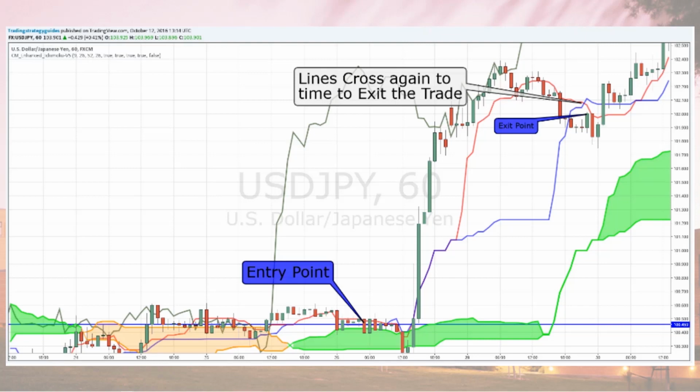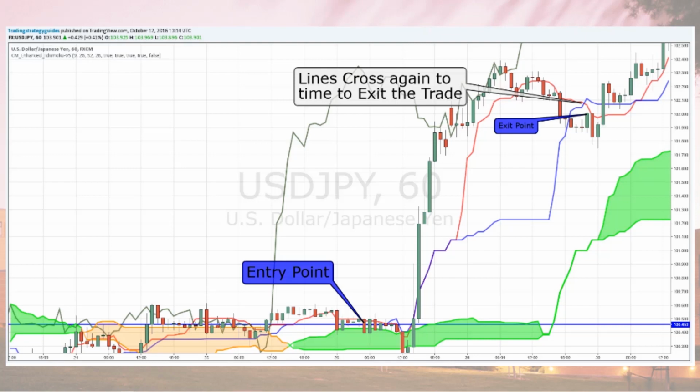As you can see in the example, the trend was slowly going back down. In the rules of this strategy, you will exit the trade if the lines cross over again. So you may end up in a trade for 2 hours, 10 hours, 3 days, a week, or even longer. Just stick to the rules and watch the chart.